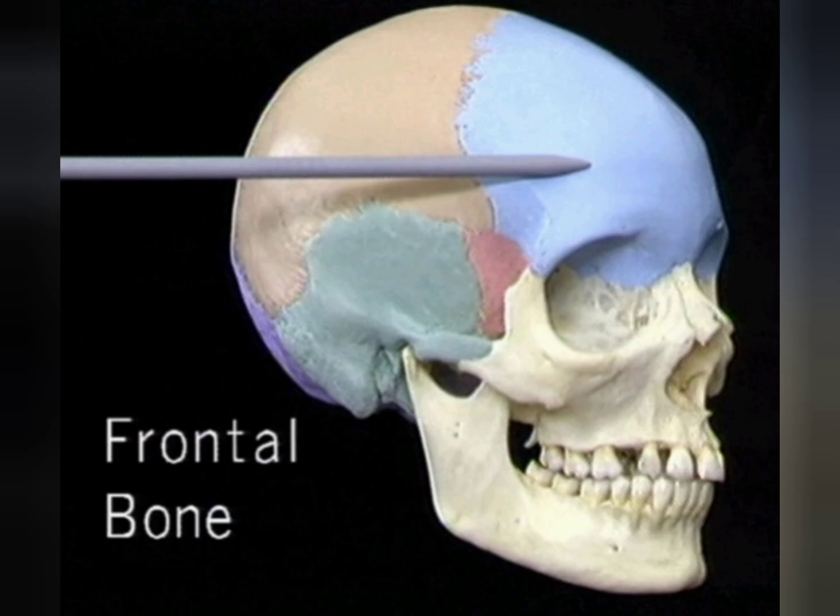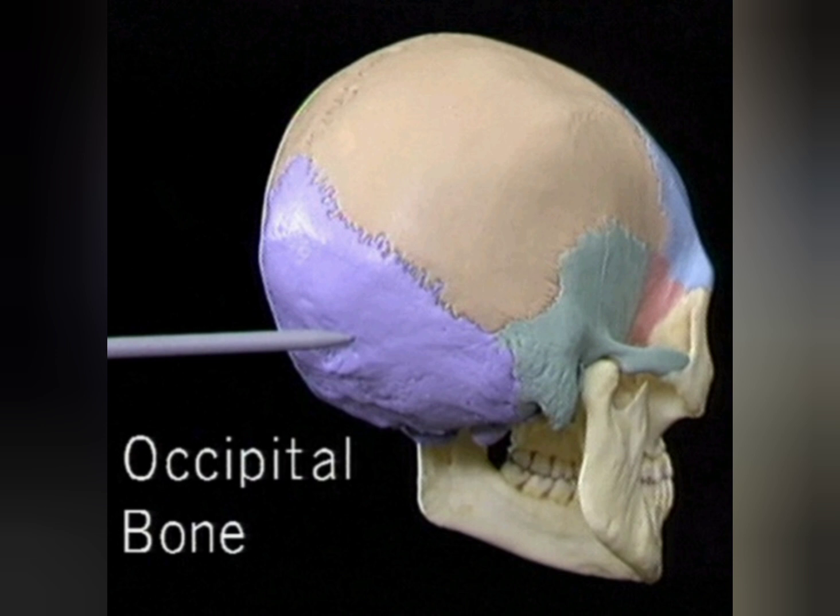Now let us see regarding the unpaired cranial bones. Frontal bone is located in the forehead region as well as in the vault of the skull. It forms the roof of the orbital cavity. Occipital bone is located in the posterior aspect of the skull. It also forms the base of the skull.